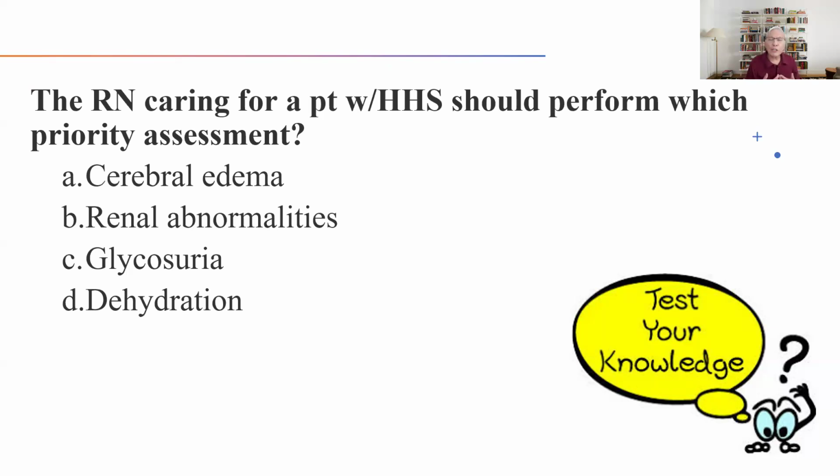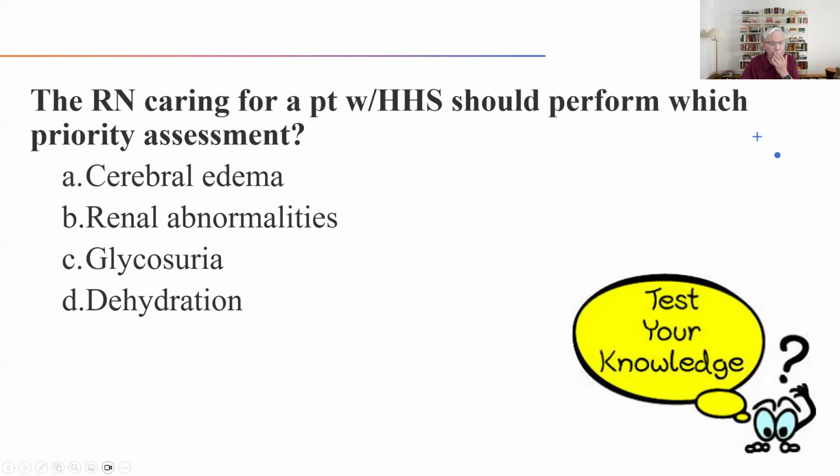Okay, so when you're caring for a patient with HHS, you remember that the treatment will now have the potential of causing water to move back into the brain. So when you now bring water back into the brain, there's going to be a threat of cerebral edema. And therefore, letter A is the best response. You look for cerebral edema.